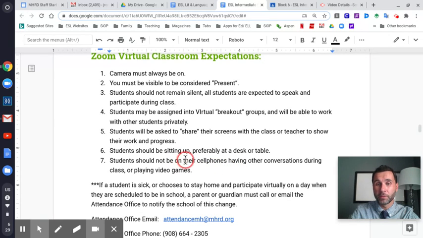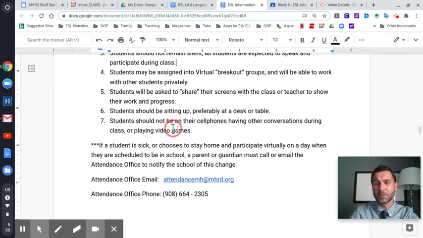If possible, students should be sitting up, not laying in a bed, and hopefully, if possible, at a desk or even a table. And lastly, students should not be on their cell phones, talking on the phone or watching TV up on the wall, or at times, looking down and playing video games. Those are not acceptable behaviors.